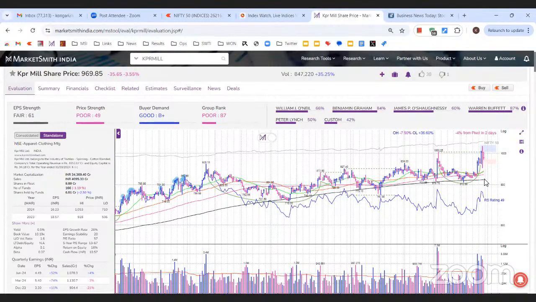Overall, if you couple the ratings and the chart, there are a couple of factors which are not favoring fresh entries. So the advice is to stay away from these kind of stocks. If you have already taken a position, the 21 DMA is nearly 9-10% from here, so you can keep that level as a stop loss going forward.